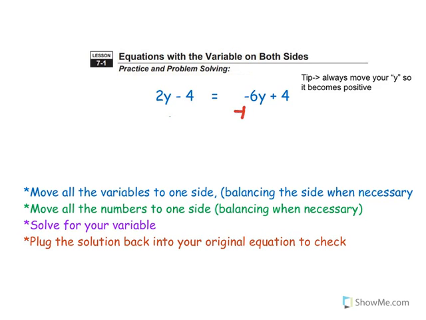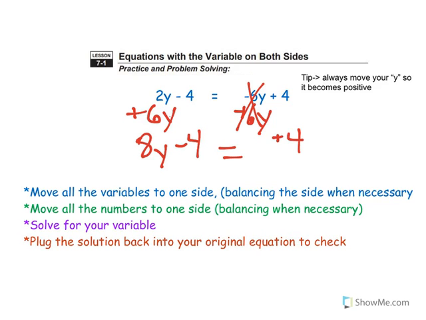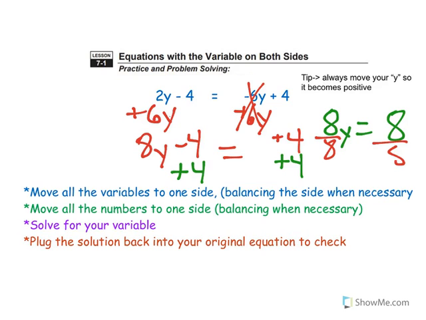All right, so let's start from scratch here. I want to get rid of the 6y, so on this side I'm going to add, and I'm going to do the same on this side. So we cancel them out on this side, and we have 8y minus 4 equals positive 4. Now we want to get rid of the negative 4 on this side, so I'm going to add it to both sides. Now I have 8y equals positive 8. Very easy to solve now. Divide both sides by 8. Y equals 1.